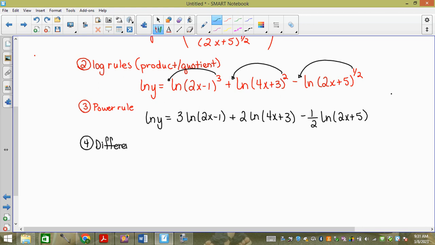So differentiate. What's the derivative of ln y? Well, the derivative of any ln, what's beside the ln goes in the denominator and the derivative of y on the top. The derivative of y is just 1, but then dy over dx.